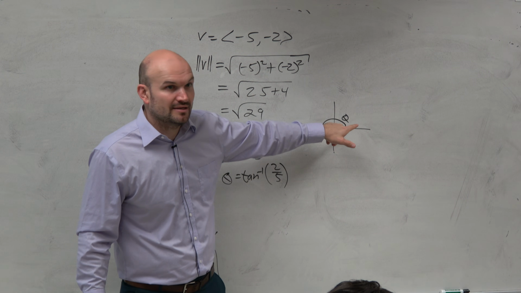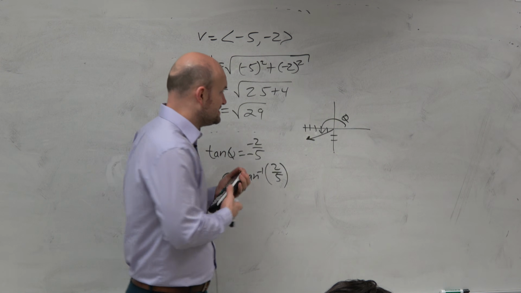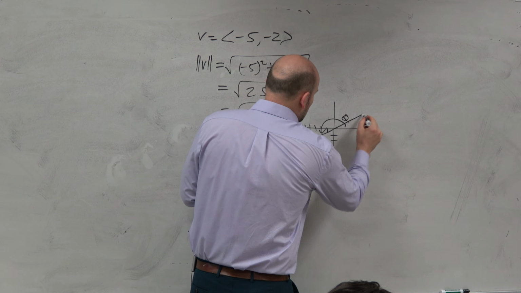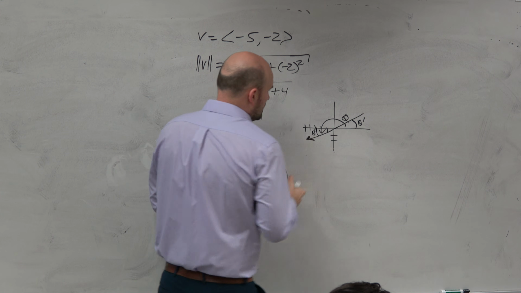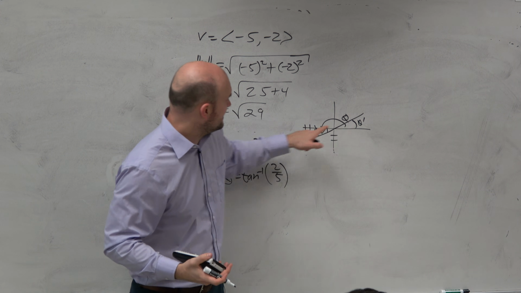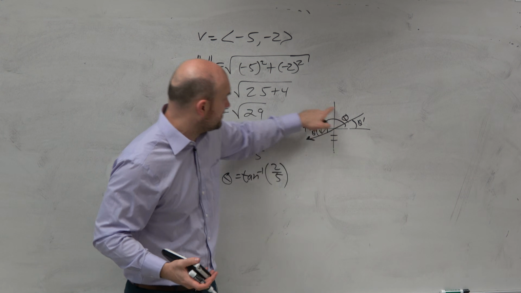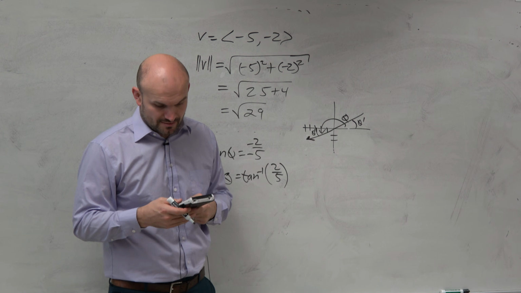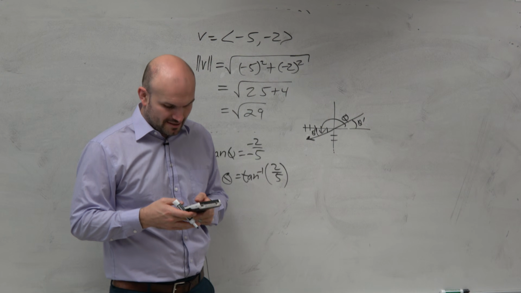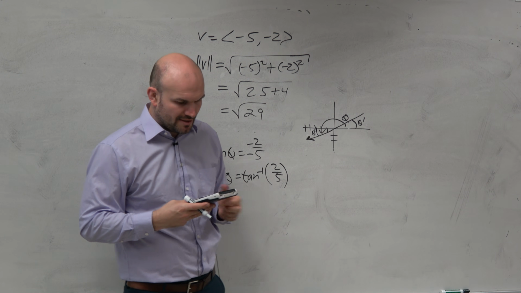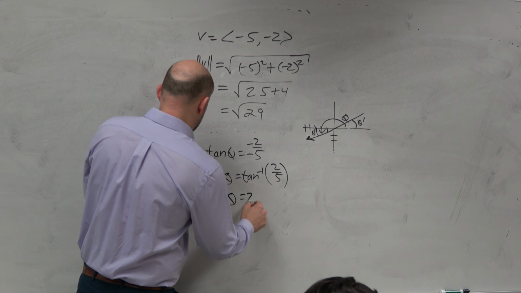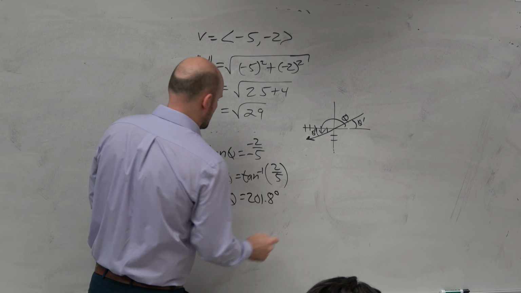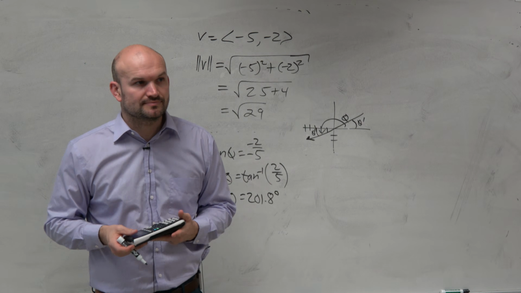So what is it actually giving me? It's giving me this angle right here, this reference angle. It's giving me the reference angle. So that means that's 21.8. That's 21.8. So if I need to find the angle from there to there, what do I need to do to it? Add 180. So I just do plus 180. And now I get an angle of 201.8 degrees, which makes a little bit more sense, doesn't it?